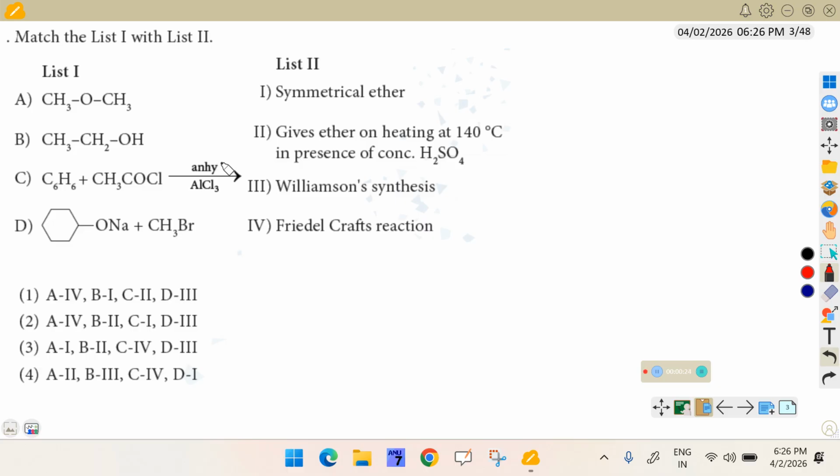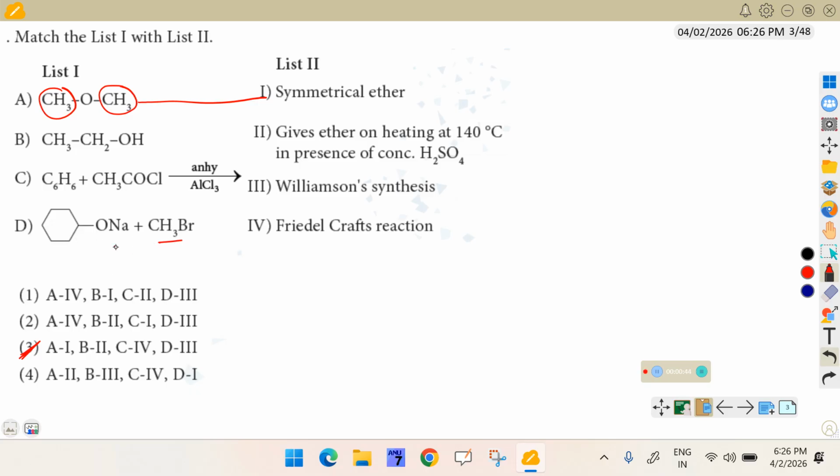Match the following. Ether ROR form, where the alkyl groups are the same, so this is considered a symmetrical ether. A1. With A1 only one option is there, luckily. So the third option is correct.